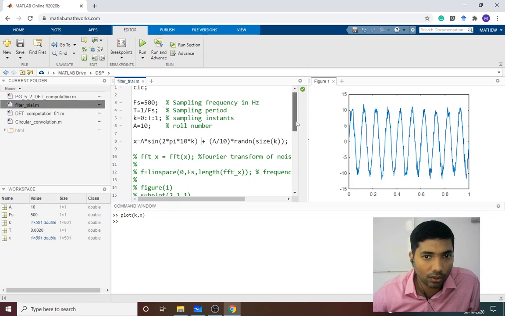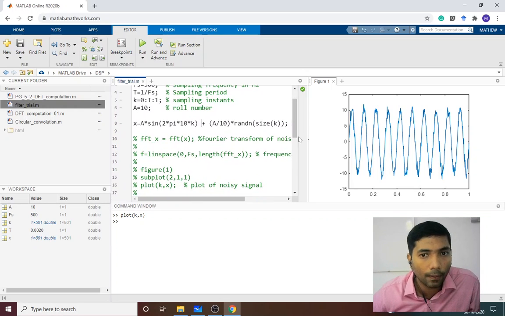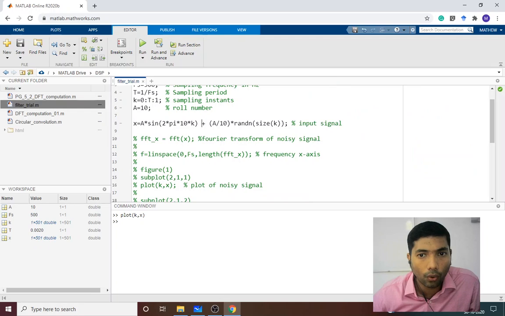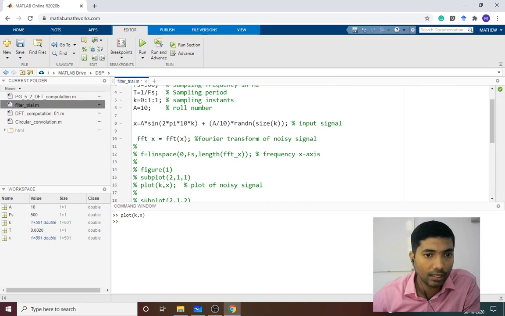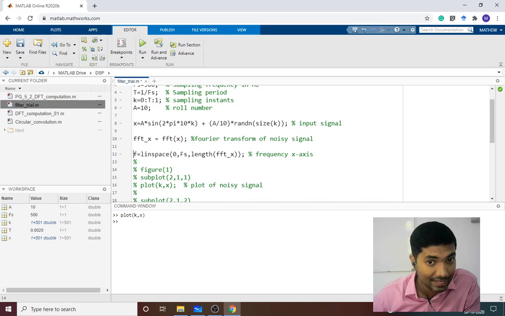So let me go back to the code. I have used the command FFT to find the Fourier transform of the signal. So FFT of X will calculate the Fourier transform of the noisy signal. And in order to plot the frequency spectrum, we need to define the x-axis of the frequency spectrum. For that we use the function linspace. So it is linearly spacing the points.